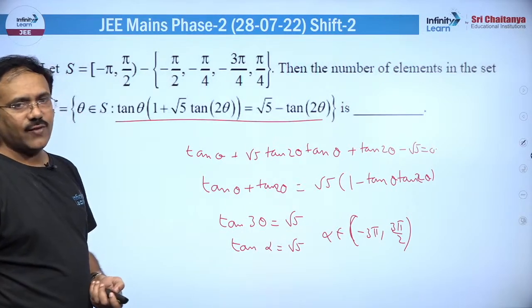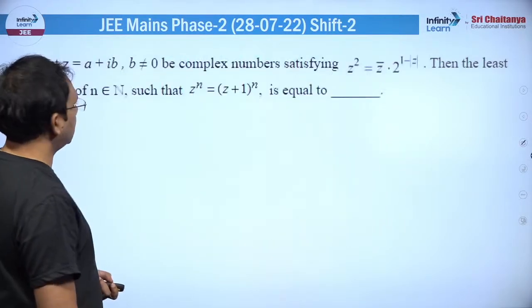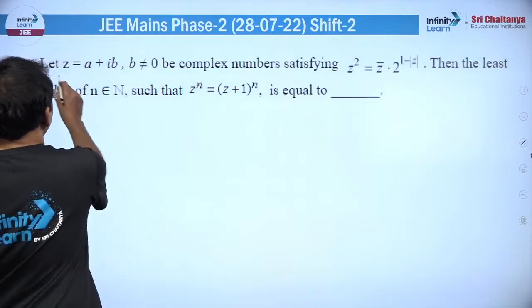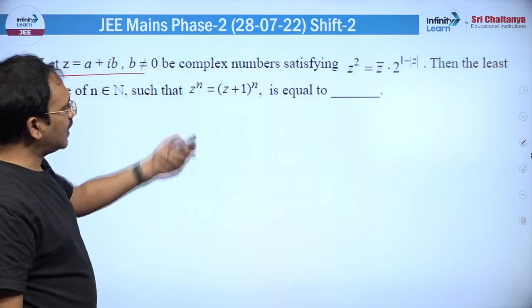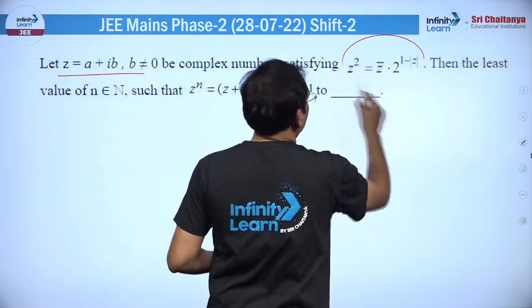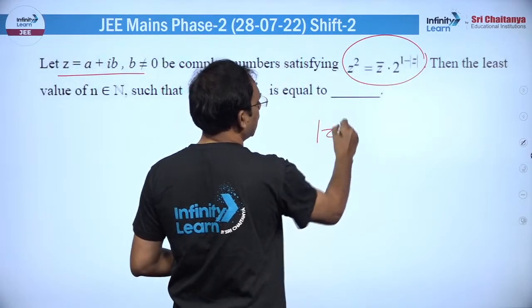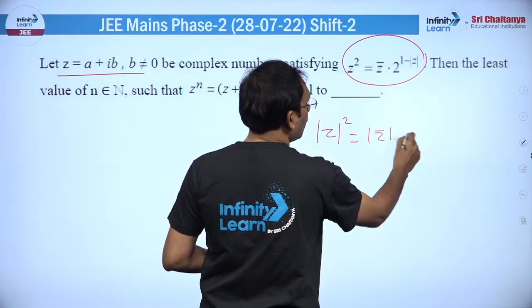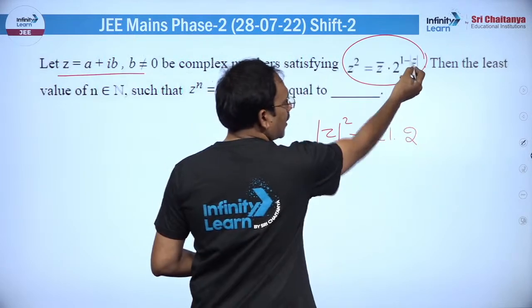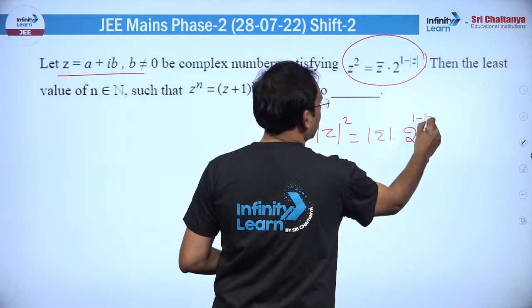So you are going to get 5 solutions for this. Next, this is another one: z is a plus ib, a complex number where b is not equal to 0, and he has given this particular condition. You just apply modulus on both sides, you will get mod z square is mod z bar into 2 power 1 minus mod z, where mod z is a real number.